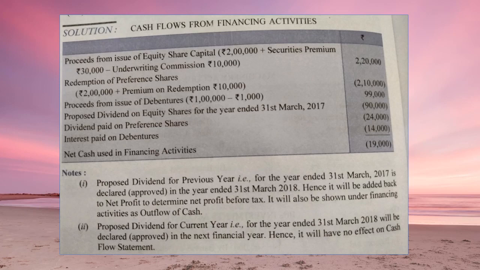Proposed dividend: current year plus in NPBT, previous year minus in financing, keep this in mind. Proposed dividend will be added in NPBT. Current year will be plus, previous year will be minus, because in 18 I will pay the proposed dividend of 17. When the payment is done, it is an expense. When it is an expense, that amount will be subtracted. And after that, you got the result that is in minus. It means net cash used in financing activities.